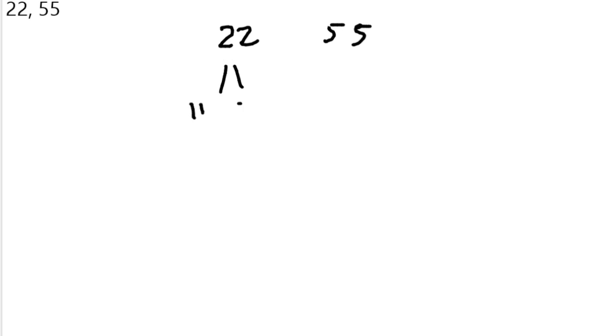So now let's try 22 and 55. 22 we can break down into 11 and 2, and 55 can be broken down into 11 and 5. So the greatest common factor is 11.